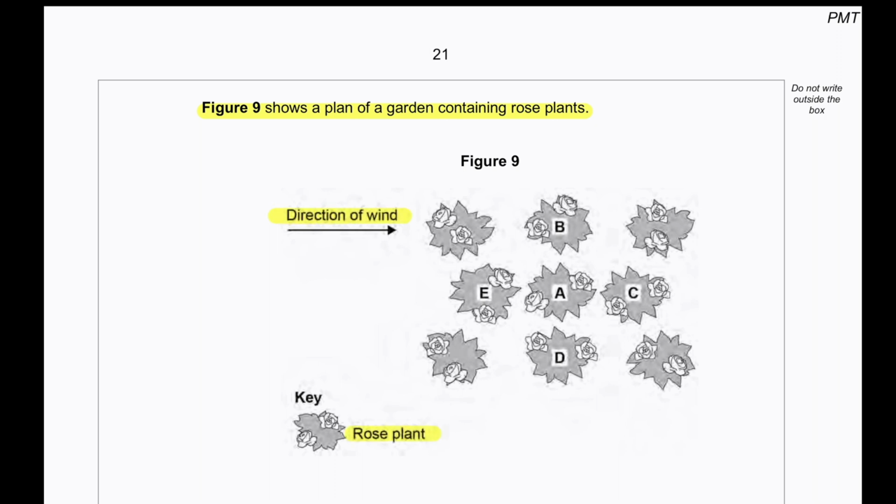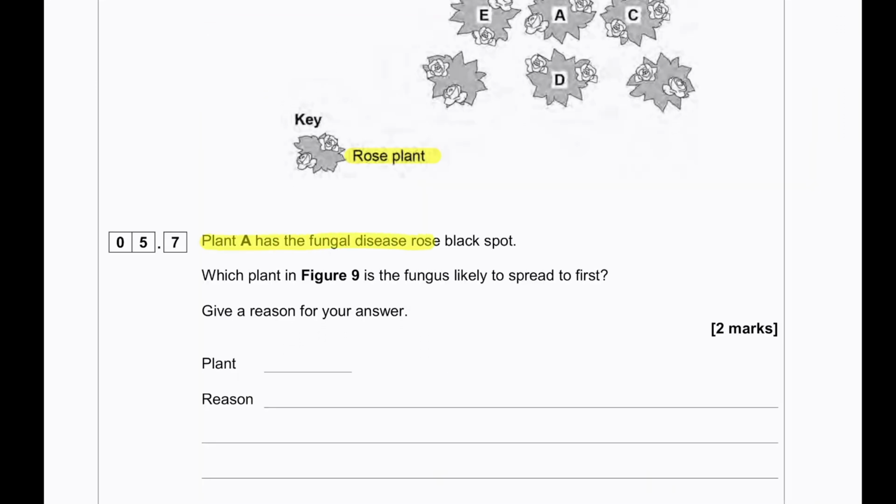Now we can see A, B, C, D, E, five rose plants labeled. Plant A has the fungal disease rose black spot. Which plant in figure 9 is the fungus likely to spread to? First, give a reason for your answer.